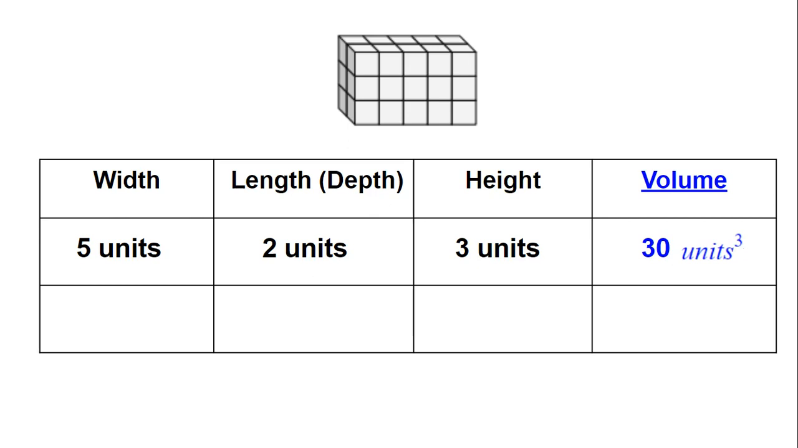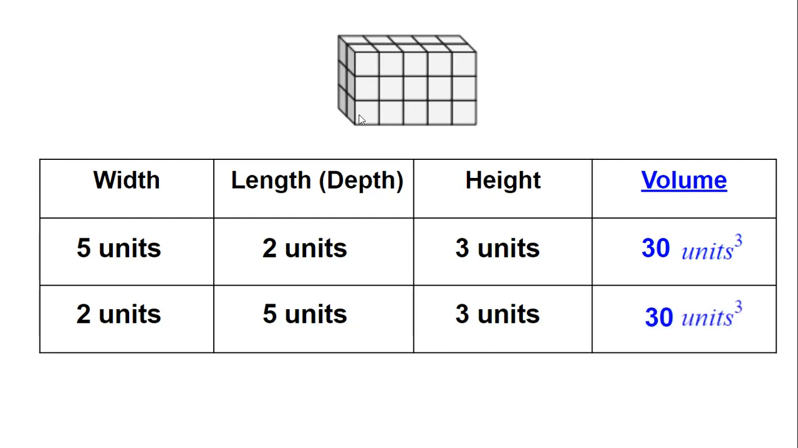Remember how we said length and width are interchangeable. So here, the length or depth is 2 units, but we could also flip or rotate the rectangular prism so that the width is 2 units. So the width would be 1, 2. The length would be 5: 1, 2, 3, 4, 5. And the height is still 3. Notice the same numbers and dimensions are used, but we're just saying the length is going across as opposed to going back. We still use a total of 30 units cubed.